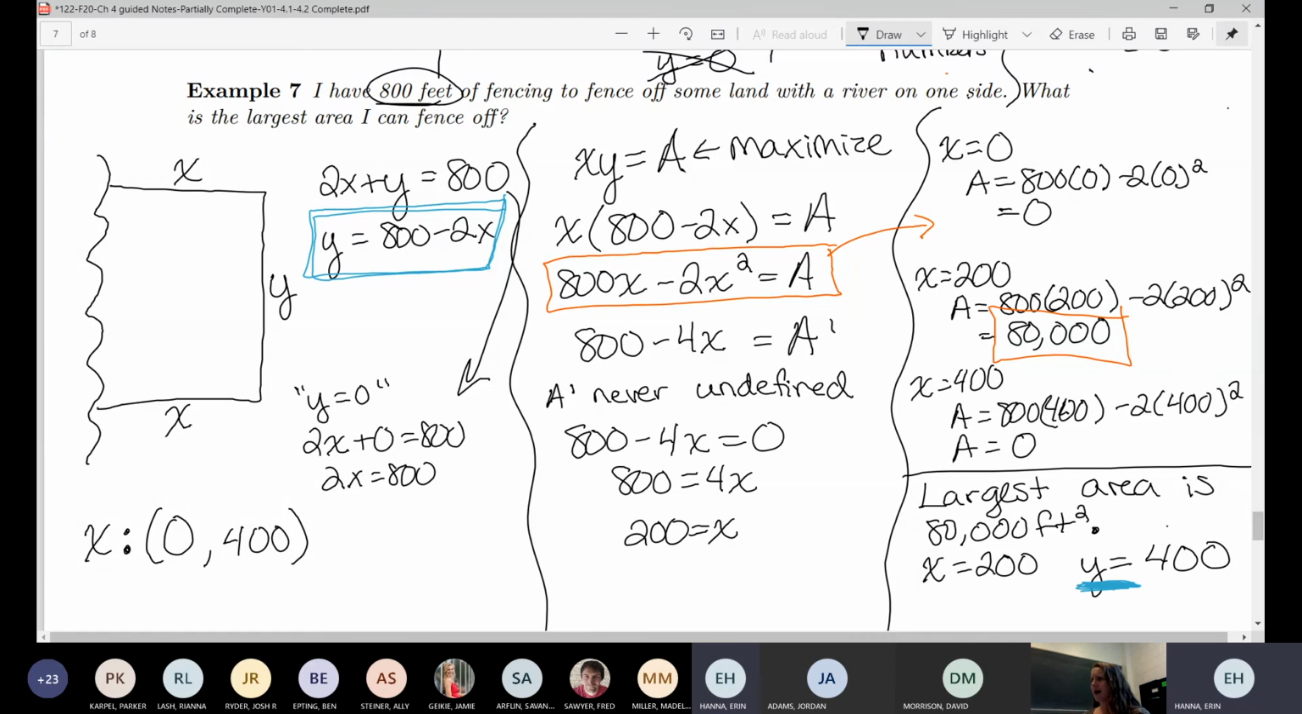One last thing I want to babble about is, say they were asking for the minimum area, which would be a little silly. Note how at 0 and 400 it's both 0, which would be the minimum, but we're on an open interval, so there is technically no minimum area here. Since we're not actually allowing it to be equal to 0 or 400, because then you wouldn't have any area, you would just have a strip of fence, there's no minimum because you can always get smaller. But there is a maximum, and it was 80,000.